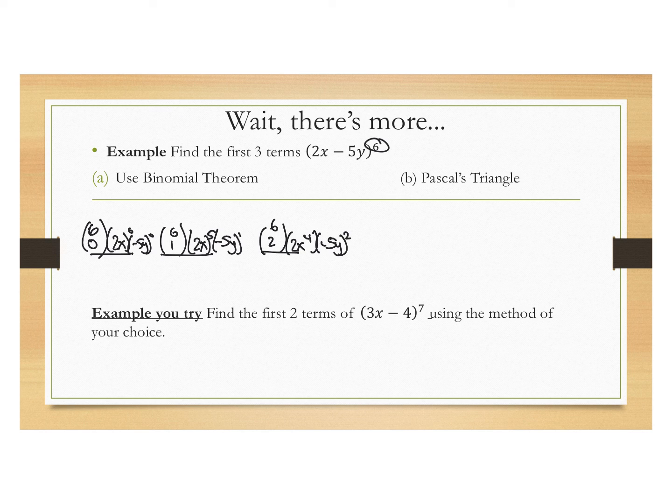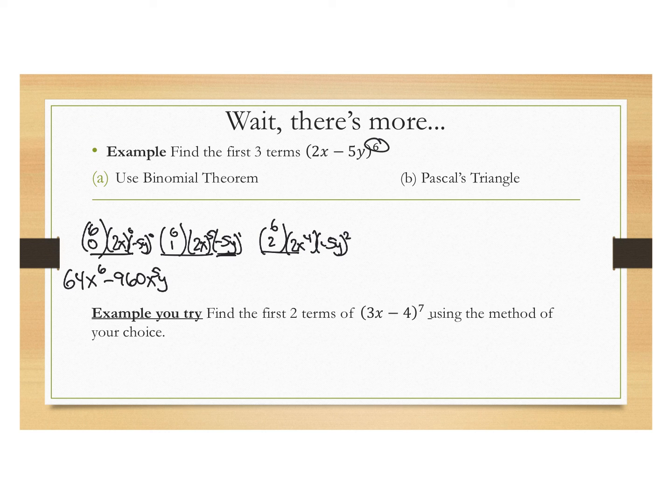Okay, 2 to the 6th we know is 64, 6 choose 0 is 1, and negative 5y to the 0 power is 1. So here we would have 64x to the 6th. 6 choose 1 is 6, times 2 to the 5th would be 32, times the negative 5 would be negative 960, x to the 5th y, and it's negative because of this guy here.